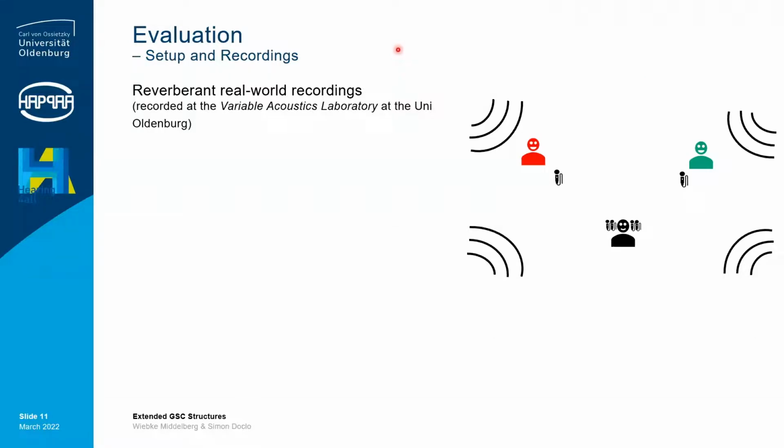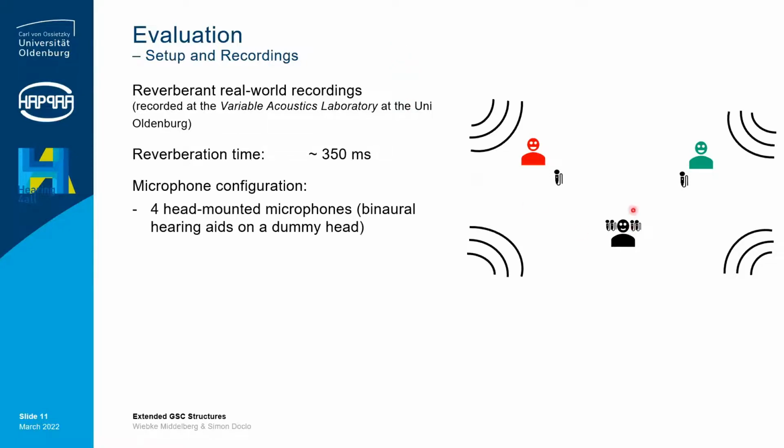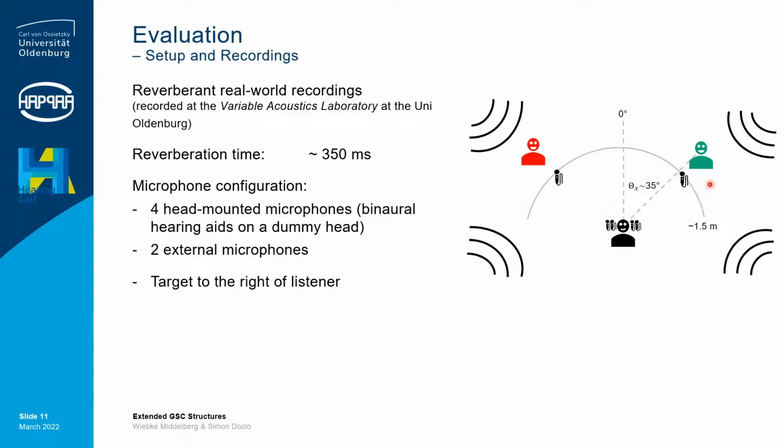The evaluation was performed with real-world recordings with a reverb time of about 350 milliseconds and binaural hearing aids mounted on a dummy head and two additional external microphones. The target speaker was the male on the right side of the dummy head, and the interferer was a female speaker on the left side of the dummy head, both at a distance of about 2 meters to the listener.